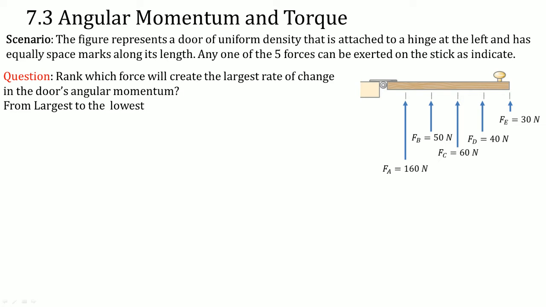Scenario. The figure represents a door of uniform density that is attached to a hinge at the left and has equally spaced marks along its length. Any one of the five forces can be exerted on the stick as indicated. Question. Rank which force will create the largest rate of change in the door's angular momentum, from largest to lowest.